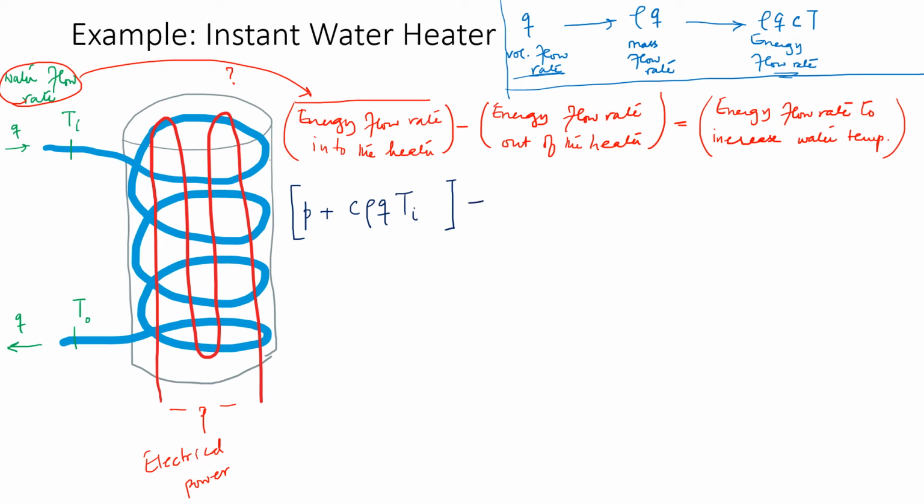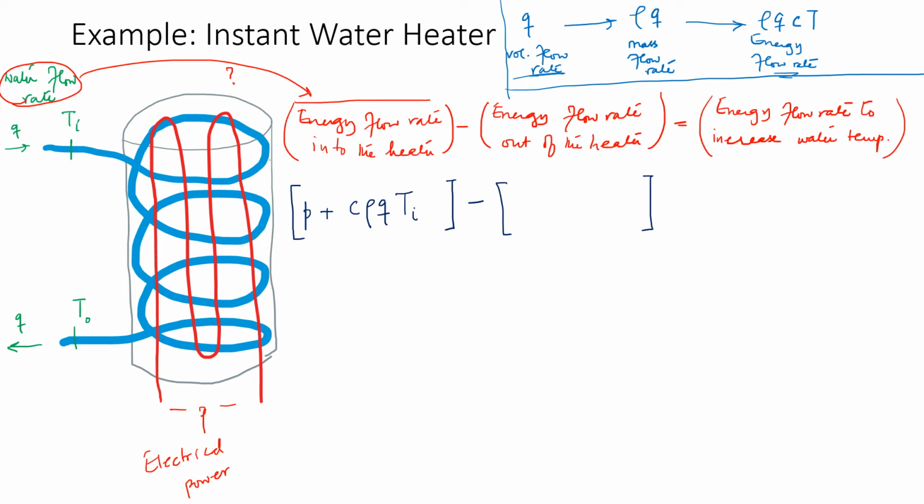minus you have the energy flow rate out of the heater. So we are going to assume that whatever is the electrical power getting into the electric heater, it is perfectly insulated. It is not getting sneaked out as was the case in the previous example.